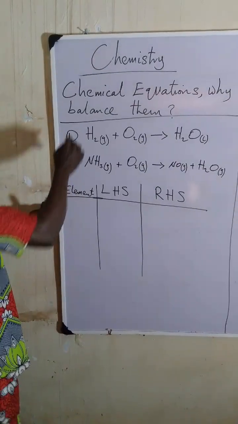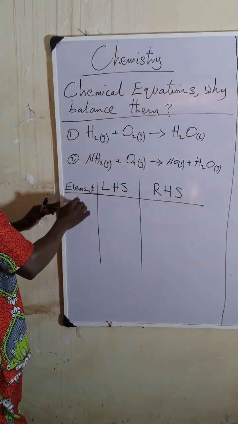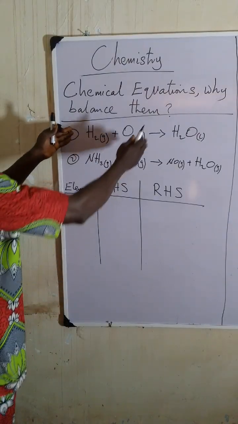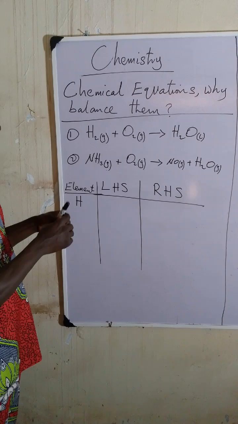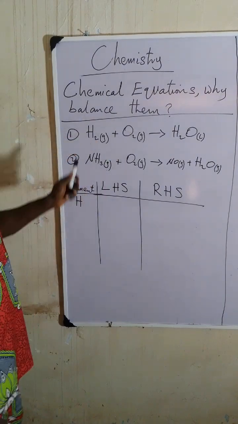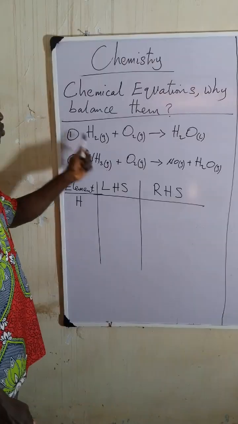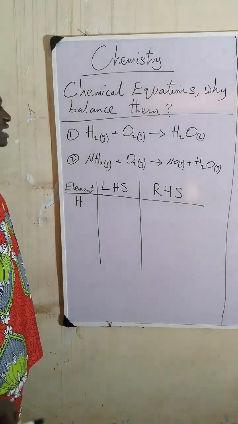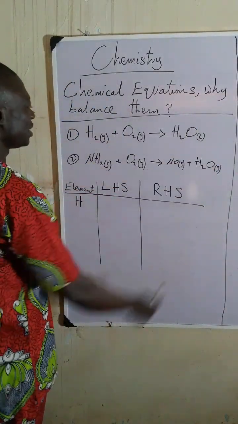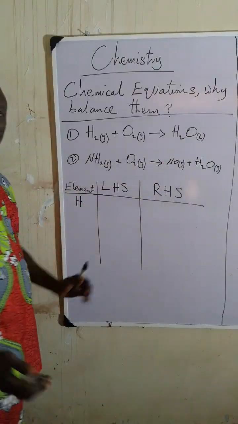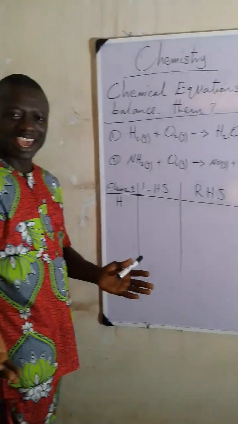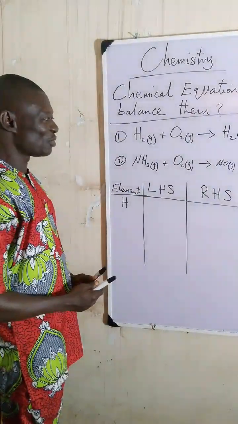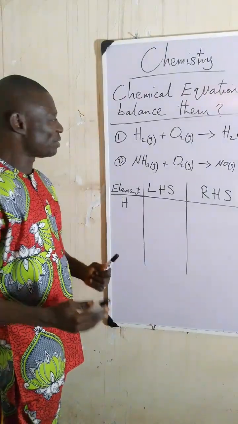Let us take number 1 here, for example. We see hydrogen. Let us check whether hydrogen is balanced. From the reactant side, which is the left hand side, we see hydrogen 2. And on the product side, also hydrogen 2. That means it is balanced. So hydrogen has no problem there. But let us continue to work and check whether it will continue to be like that.